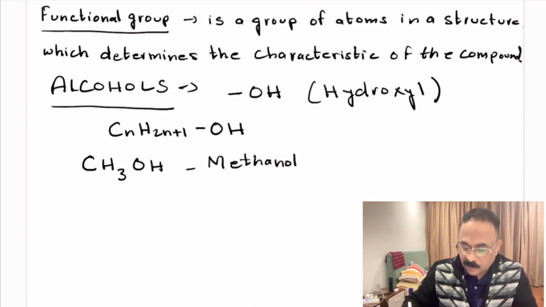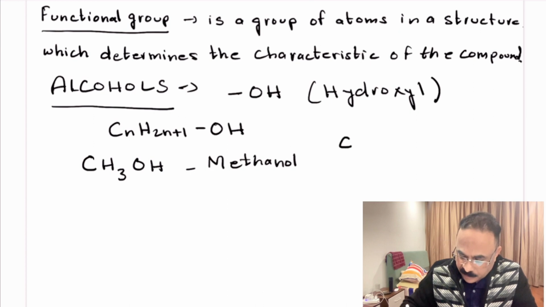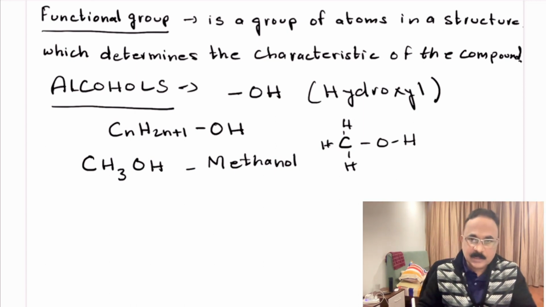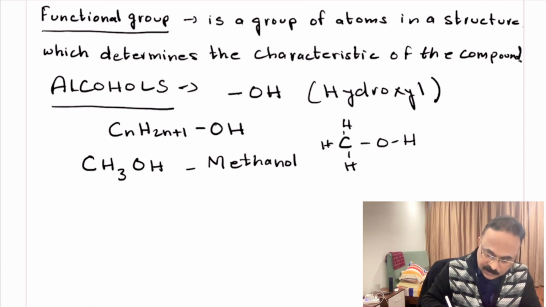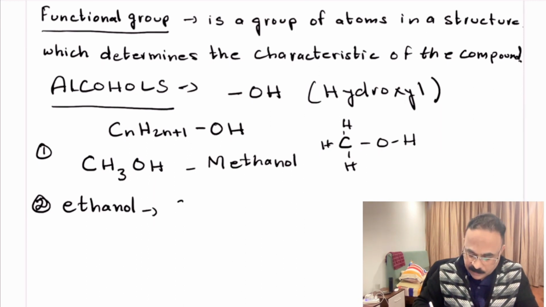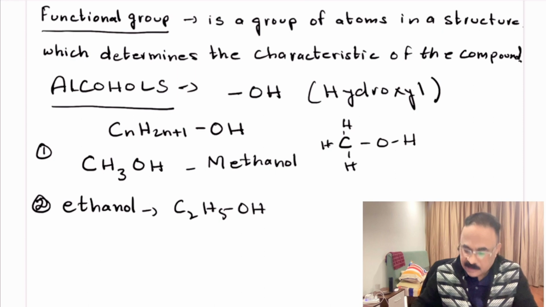So if we want to draw the structure, C over here, and then we have H, H, H, and then O single bond H. So this is how we draw the structure of methanol. Now the next one is ethanol. So let's write it down. This is number 1, so number 2 is ethanol, E-T-H-A-N-O-L. Ethanol consists of 2 carbons, so C2H5OH. So this is ethanol.